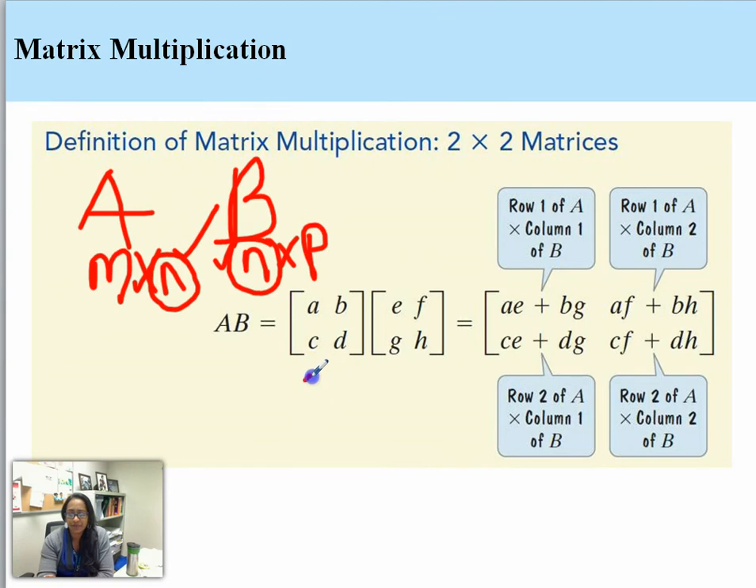So now let's go ahead and multiply these matrices. This is a 2 by 2, so a 2 cross 2 matrix. This is also a 2 cross 2 matrix, right? So the columns of the first matrix are equal to the rows of the second matrix. So I can go ahead and multiply. But how do I multiply?